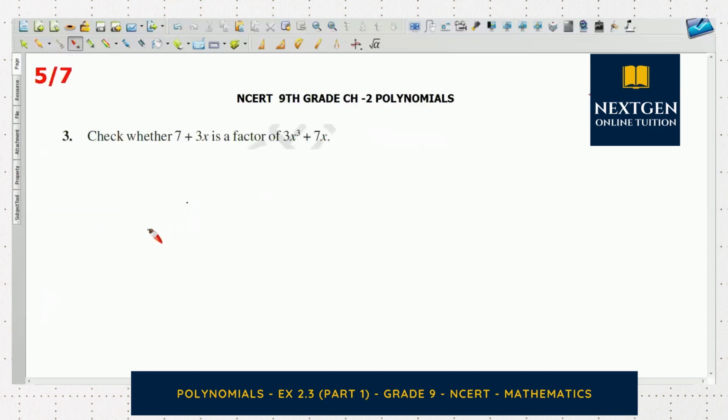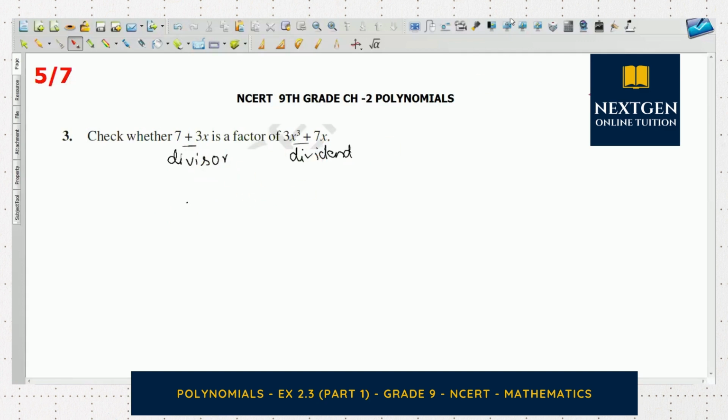Fine. Our third question. Check whether 7 plus 3x is a factor of 3x cube plus 7x. So this is our dividend. That is the value which we are going to divide. And 7 plus 3x is our divisor. Using this value, we are going to divide the dividend.